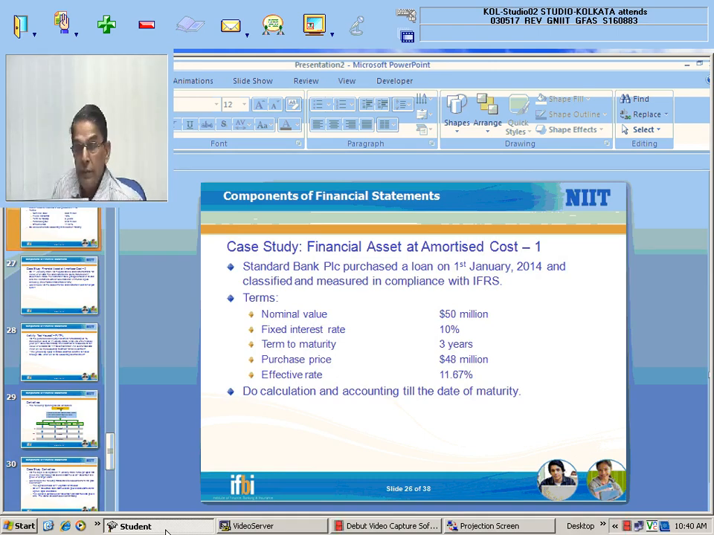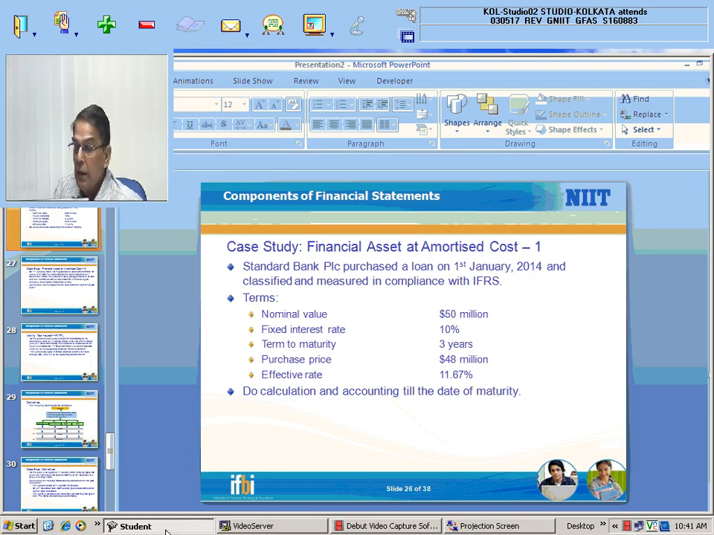Standard Bank PLC purchased a loan on 1st January 2014 and classified and measured it in compliance with IFRS. Terms of the loan: nominal value was 50 million, fixed interest rate is 10%, remaining term to maturity is 3 years, purchase price was 48 million, and effective rate is 11.67%.